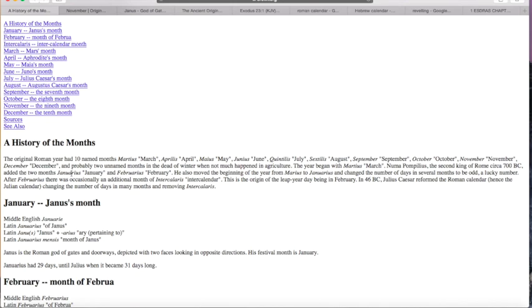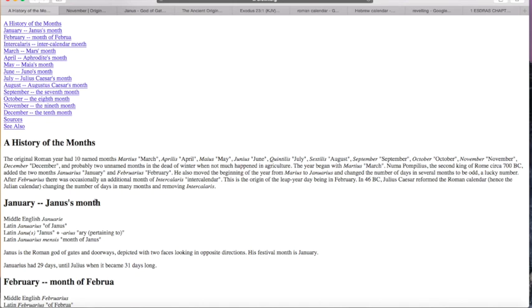Numa Pompilius, the second king of Rome, circa 700 BC, added the 2 months Janus, January, and February. So they added those 2 months. But we already established that December would be the 10th month, not the 12th month. He also moved the beginning of the year from March to January and changed the number of days in several months to be odd, a lucky number.